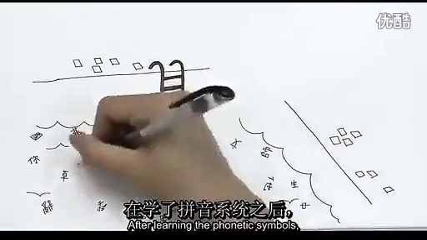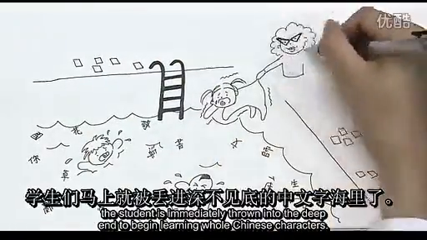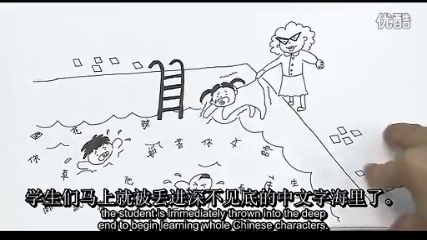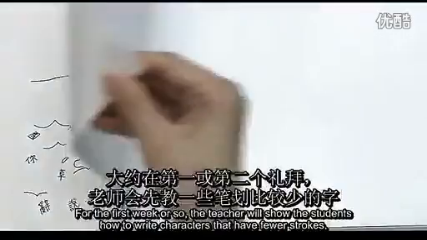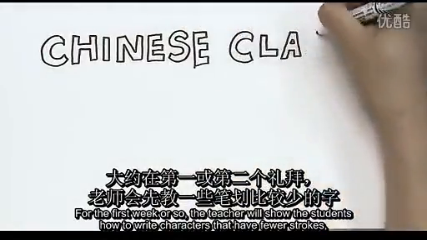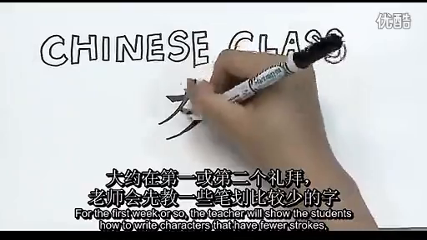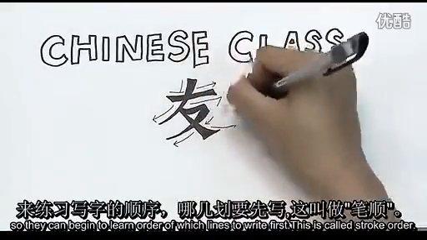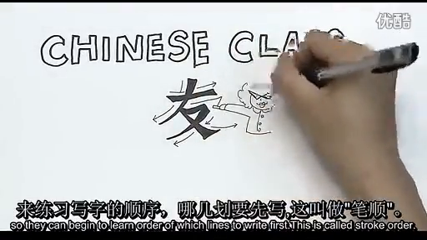After learning the phonetic symbols, the student is immediately thrown into the deep end to begin learning whole Chinese characters. For the first week or so, the teacher will show the students how to write characters that have fewer strokes, so they can begin to learn the order of which lines to write first. This is called stroke order.